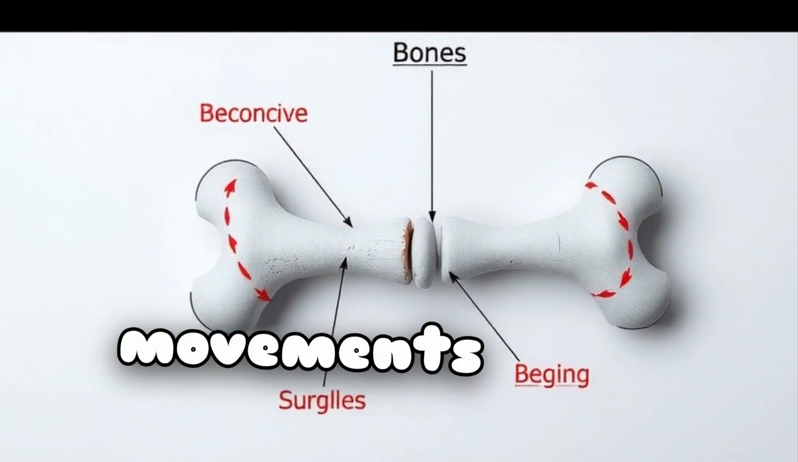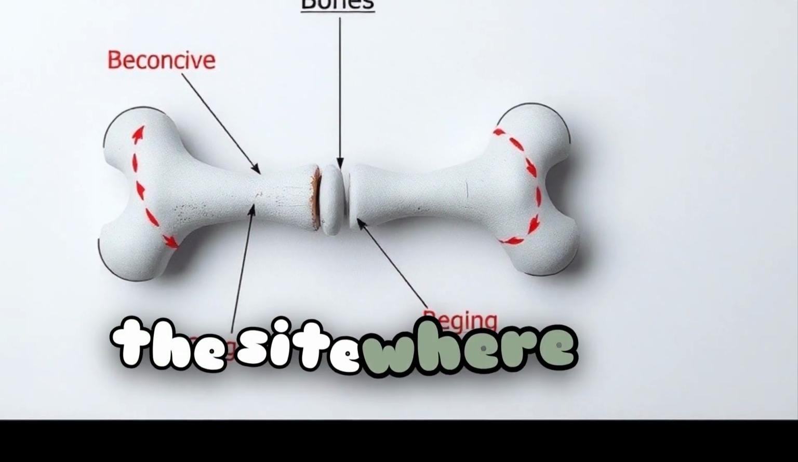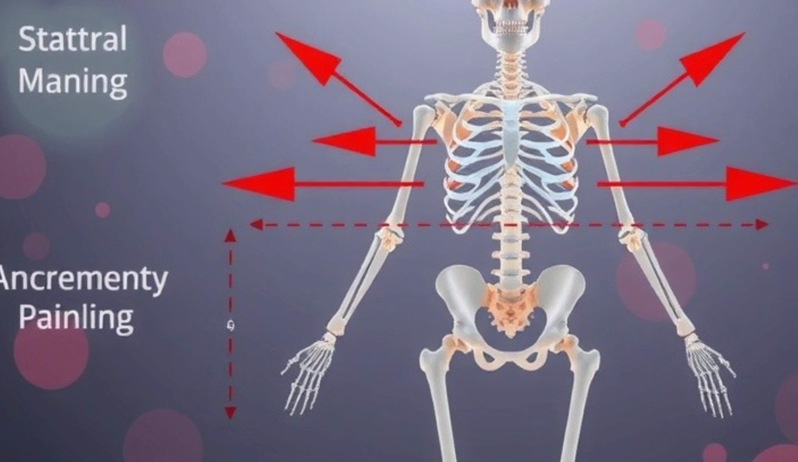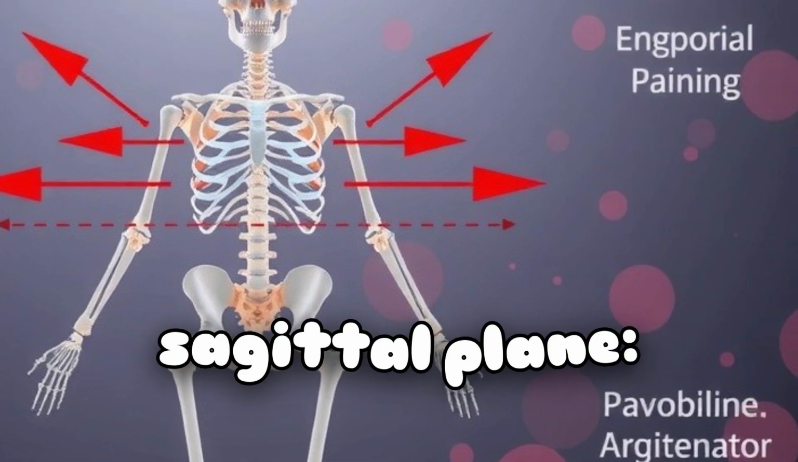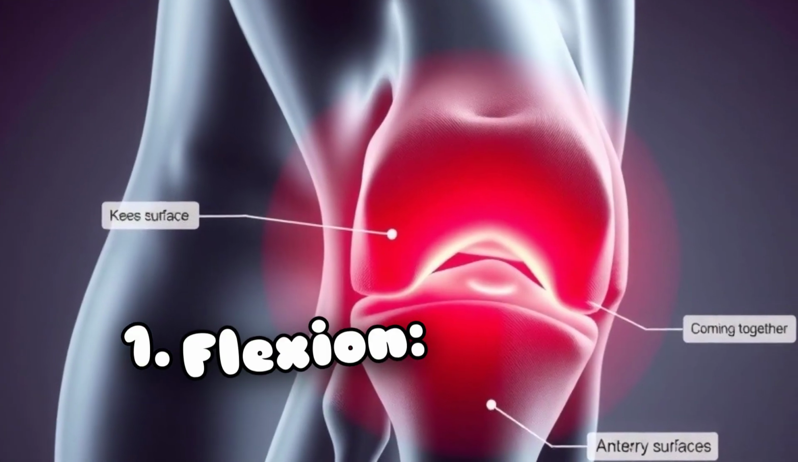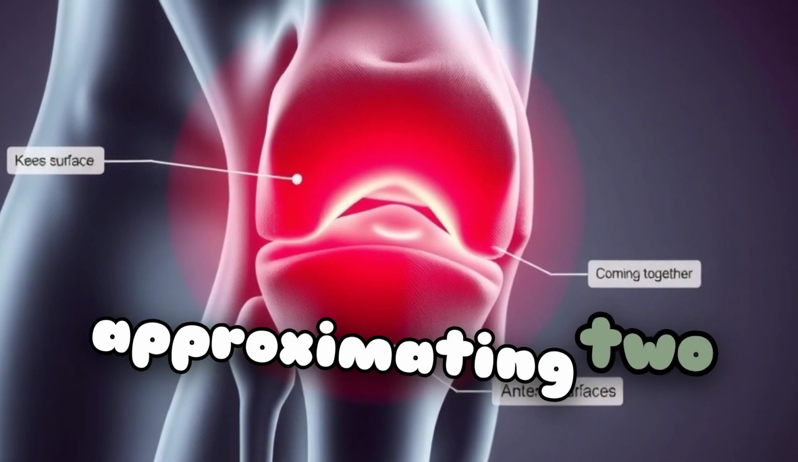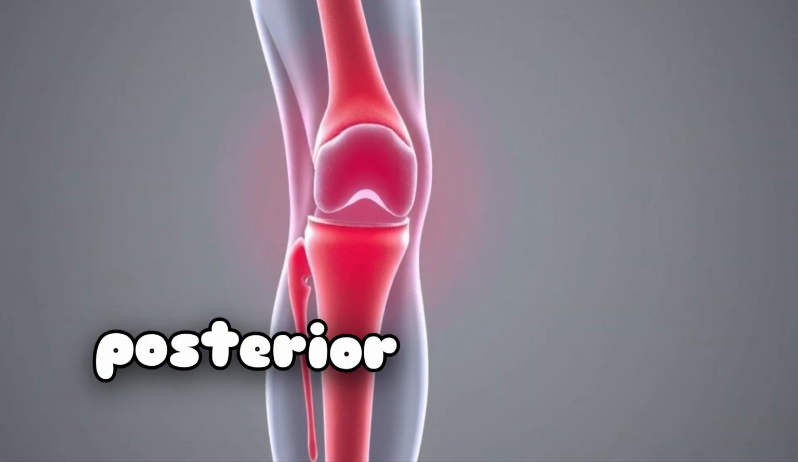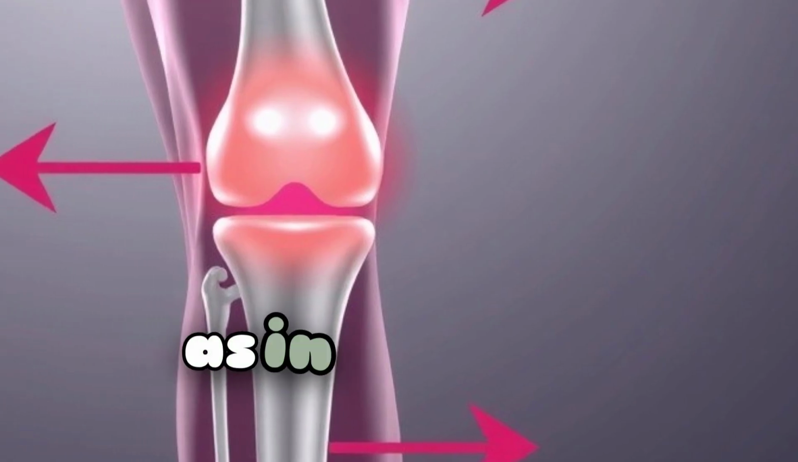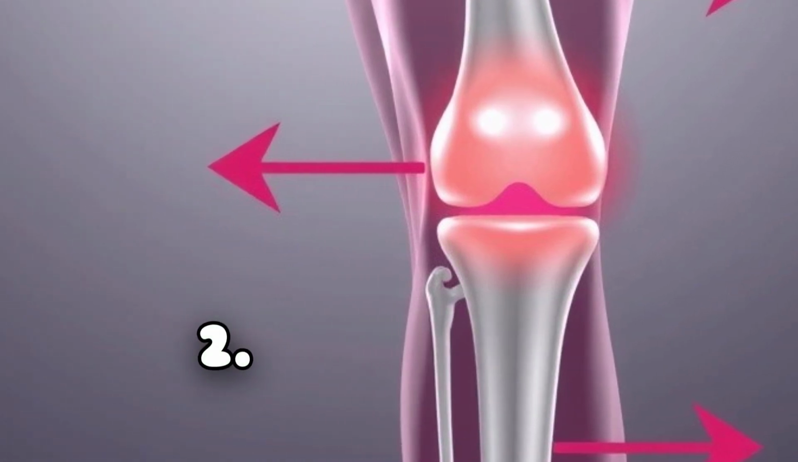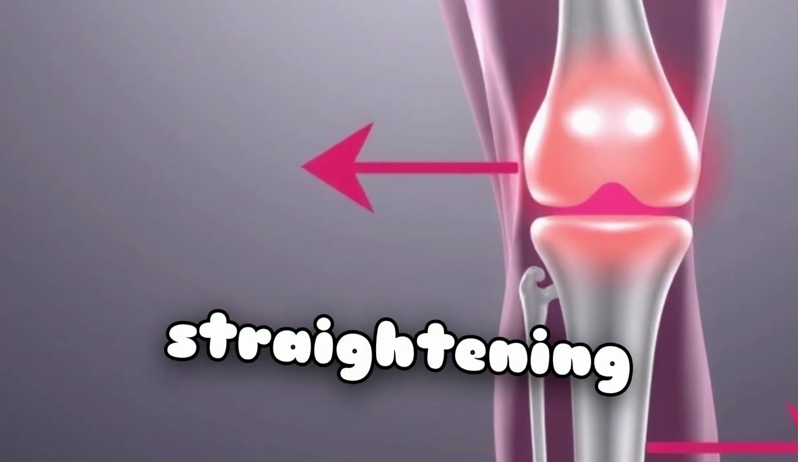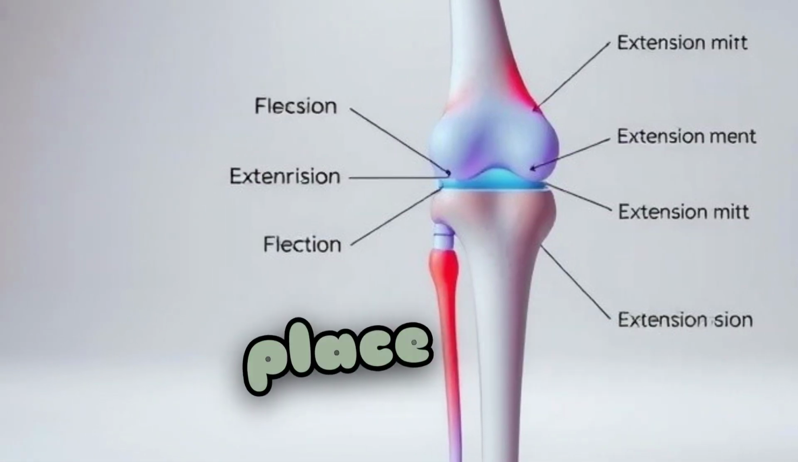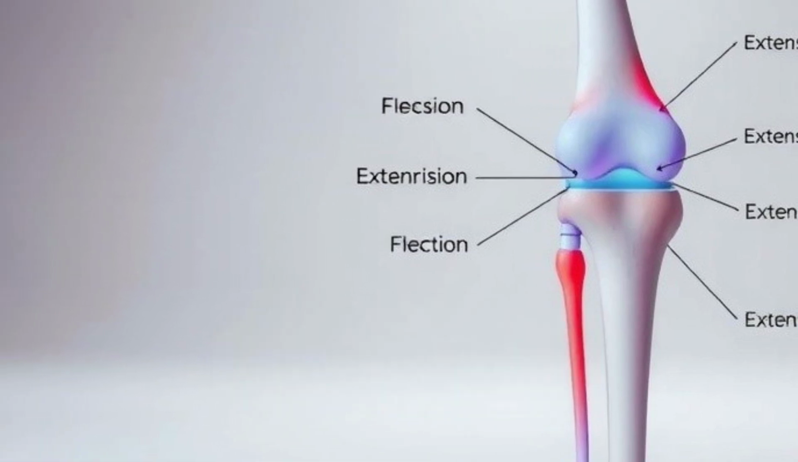Terms of movements. Joint, the site where two or more bones meet. Movements in the sagittal plane. 1. Flexion, usually approximating two anterior surfaces together, but sometimes two posterior surfaces, as in the knee joint. 2. Extension, straightening the joint and usually takes place in a posterior direction.